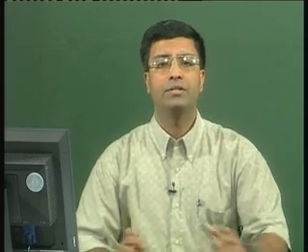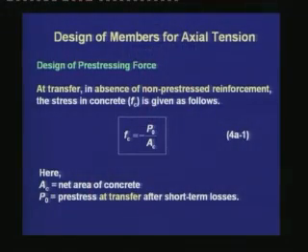What are the equations that help us to calculate the stresses in the member at transfer and at service? At transfer, in absence of non-prestressed reinforcement, the stress in concrete, which is denoted as Fc, is given as follows. Fc is equal to minus P0 by AC. Here, AC is the net area of concrete that we had studied earlier, and P0 is the prestress at transfer after short term losses. We are denoting the negative stress for compression.